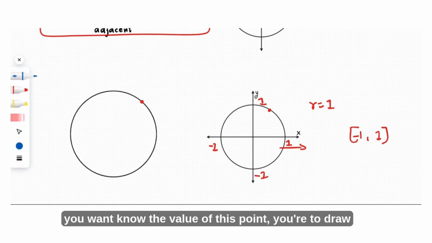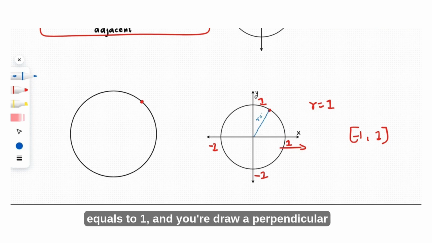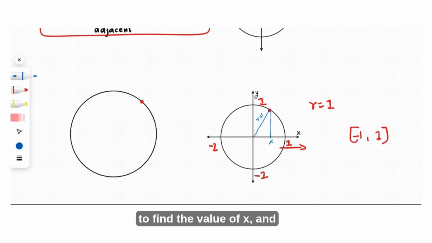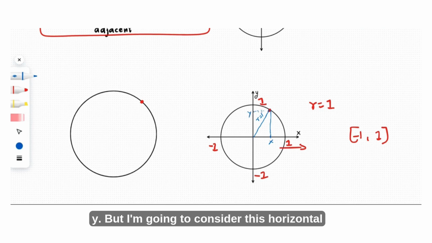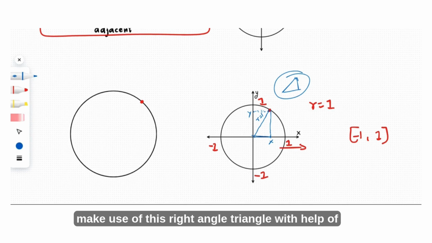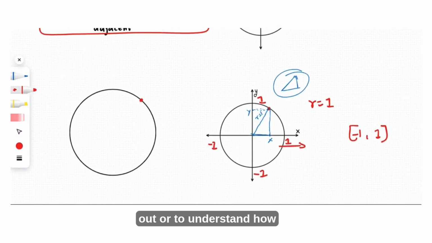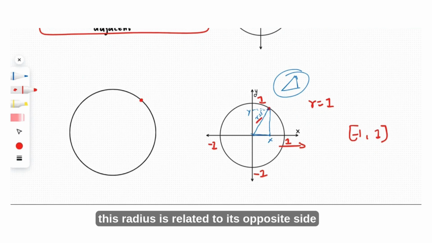Suppose you want to know the value of this point. You draw a radius, which is r equals 1, and you draw a perpendicular to find the value of x, and a horizontal to the x to find the value of y. But I'm going to consider this horizontal here because that gives you the same value. Now, this is a right angle triangle. We make use of this right angle triangle with the help of the Pythagorean relation to understand how this radius is related to its opposite side and adjacent side.